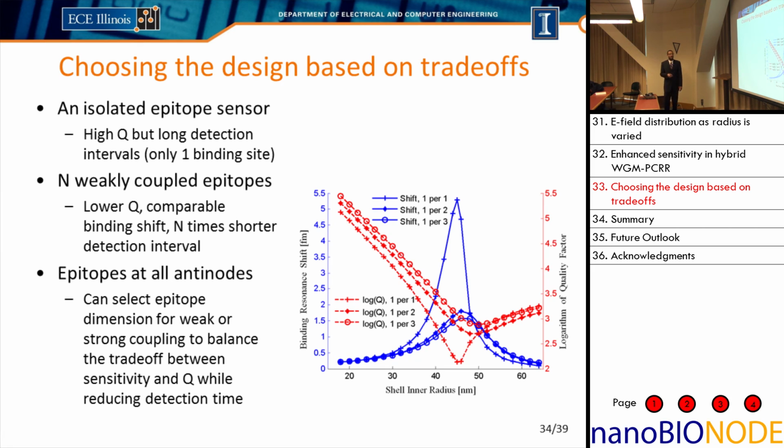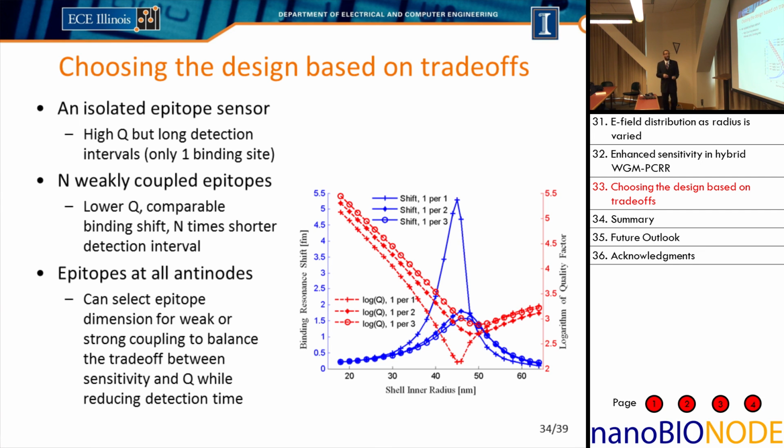So there are a bunch of trade-offs in this design. If you look at the case where you place an epitope at every single antinode, we call this the amount of shift you get for one epitope per wavelength, or one antinode. And so that's the largest case. So you get the biggest resonance shift. Unfortunately, you get the smallest quality factor. If you space them further apart, and you put one epitope every other antinode, then you get a smaller resonance shift, but you have a higher quality factor.